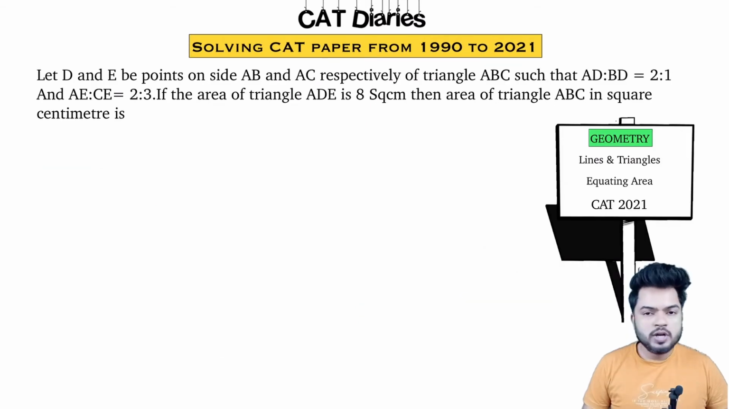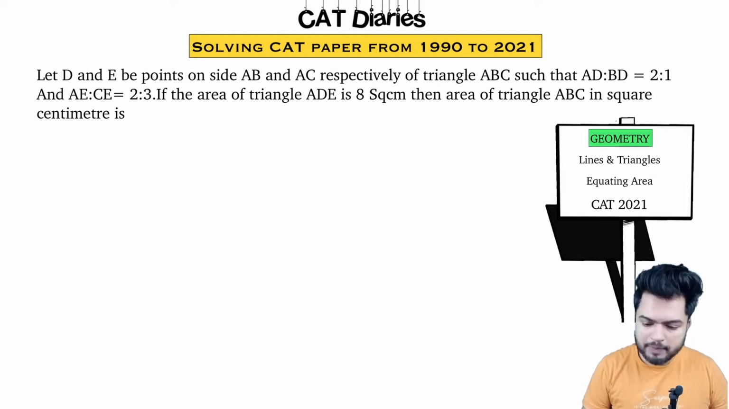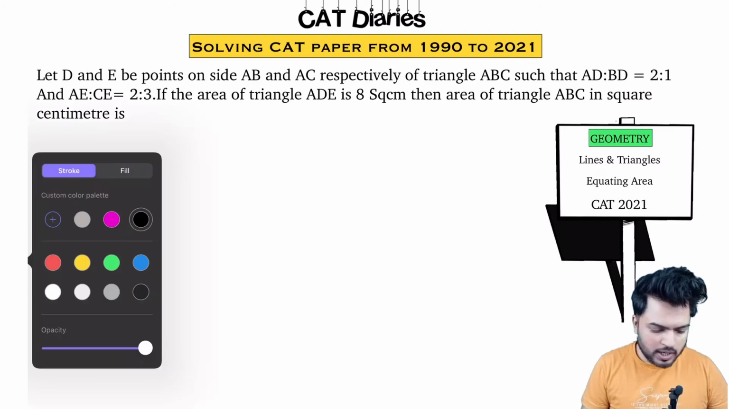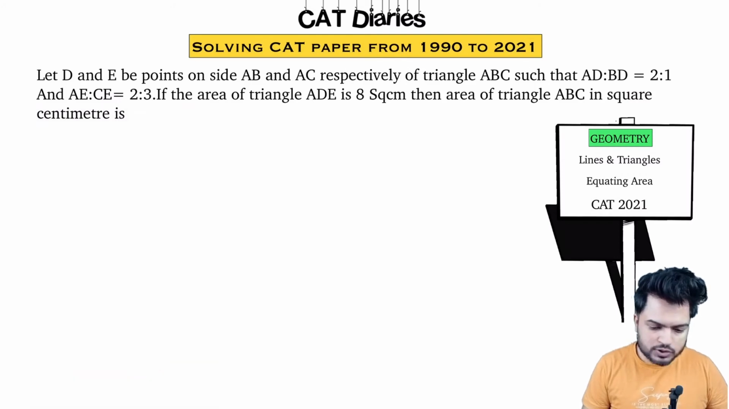So let's continue with our pattern here now, which is about equating areas to find out area or length. Continuing with that pattern, we find one more problem which came in the year 2021. Let's understand what the problem is saying. Let D and E be the points on the sides AB and AC respectively of triangle ABC. The ratio of AD to BD is given to me, and the ratio of AE to EC is given to me. The area of triangle ADE is 8. Then what is the area of triangle ABC?